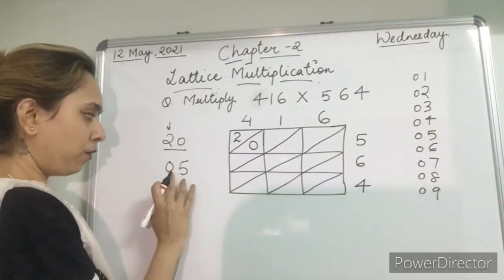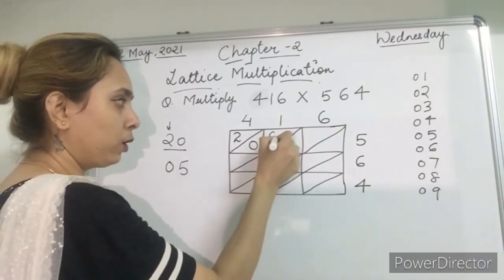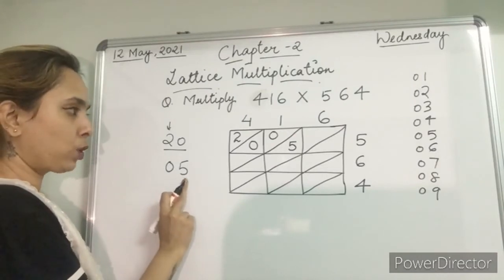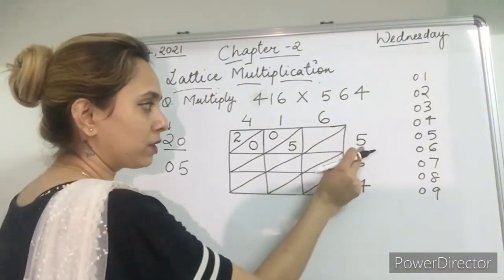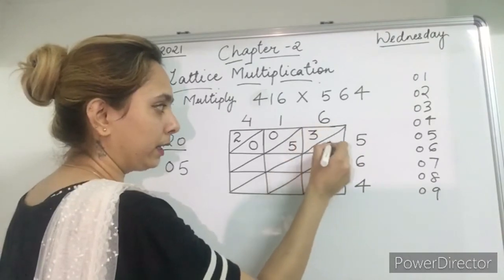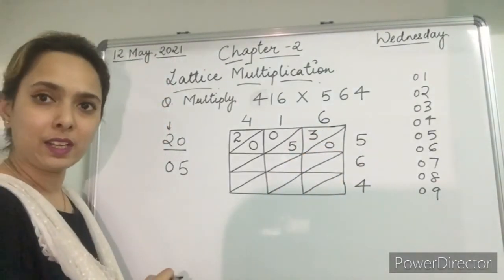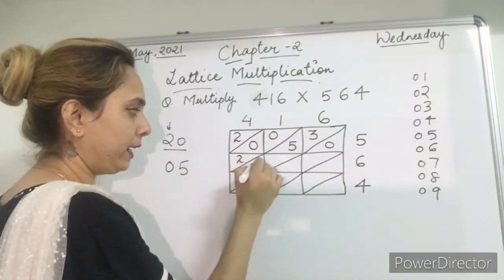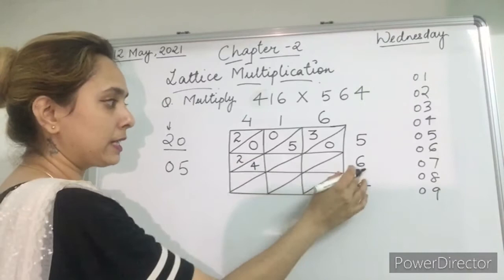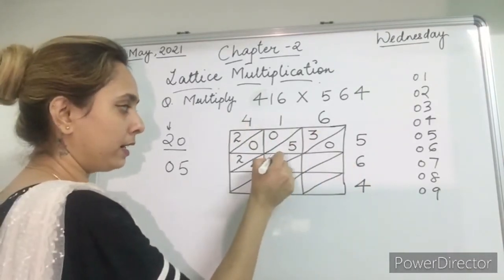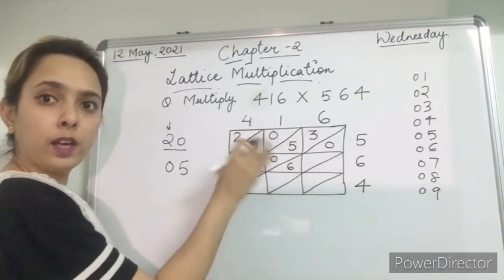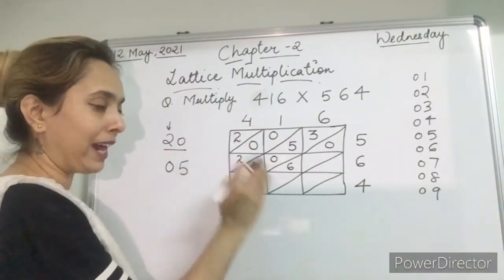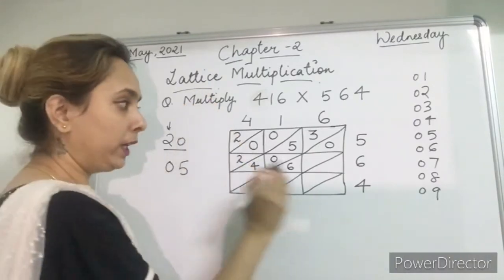So 0, 5. So we will write 0 here and 5 here because 0 is on the tens place and 5 is on the ones place. 6 5s are 30. I hope it is clear till here. Next is 6 4s are 24. 6 1s are 6. We will write 0, 6. Do not interchange the numbers. Otherwise you will not get the right answer.